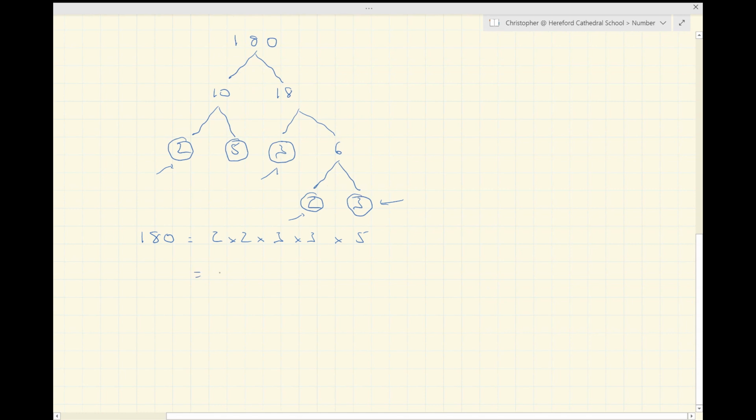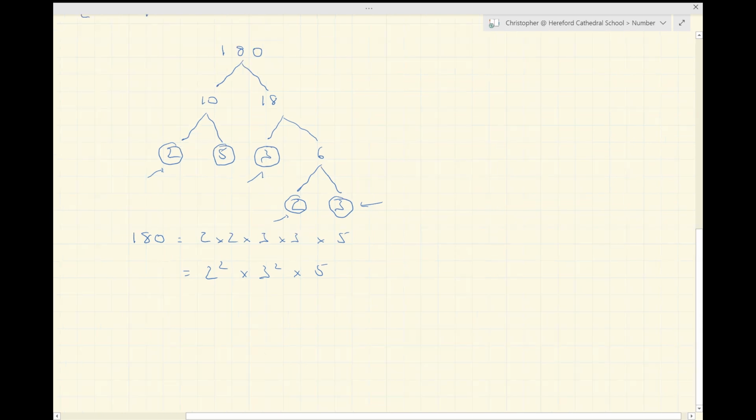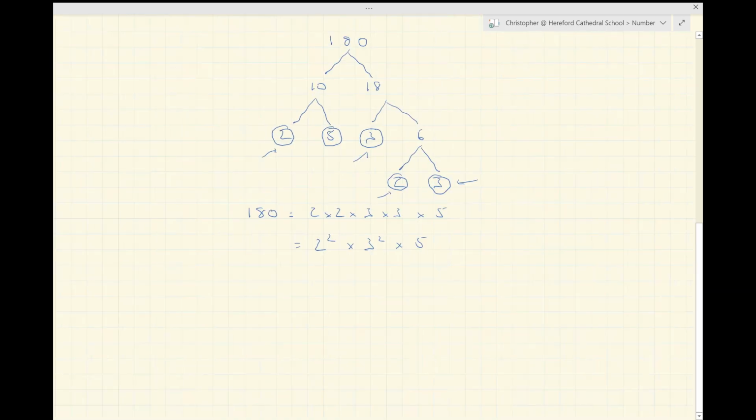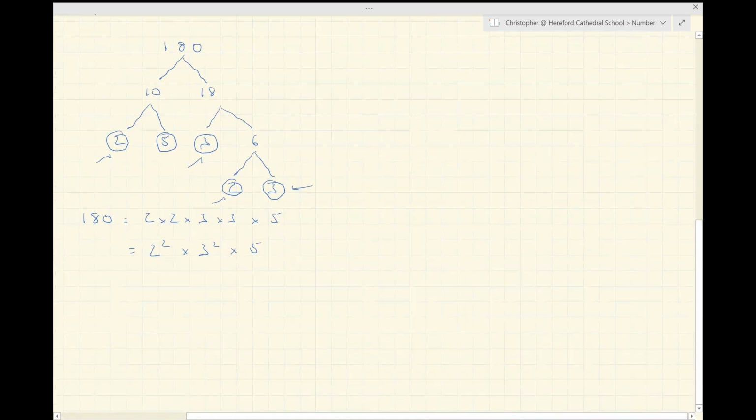And of course, you can write that as 2 squared times 3 squared times 5 if you want to. So this is a sort of factor tree method. Why don't you have a go, if you'd like to, and do 240. Why don't you write 240 as a product of its prime factors using the factor tree method. And by the way, it ends in a 0, so start with 10 times something. Pause the film, have a go.